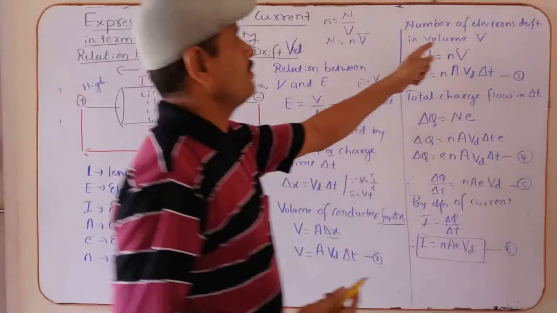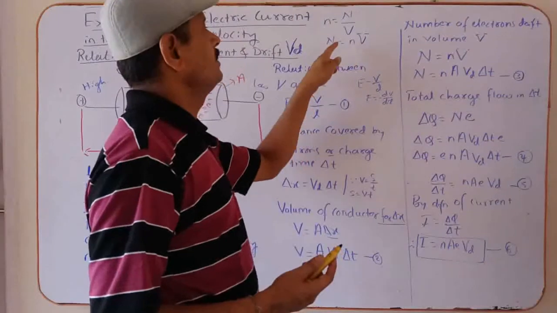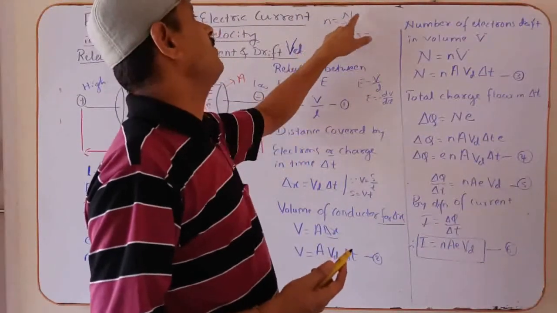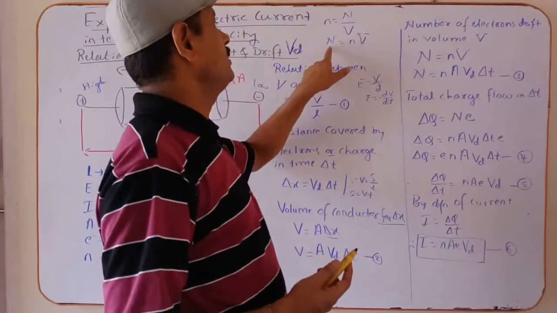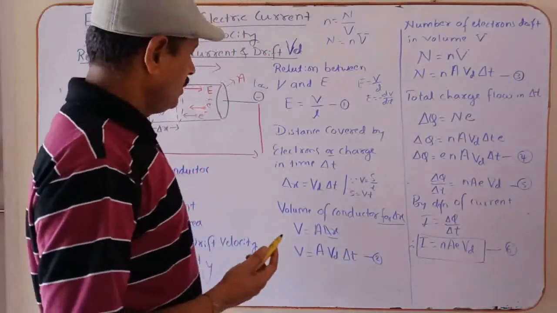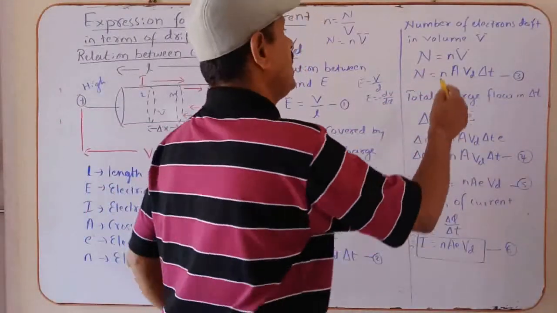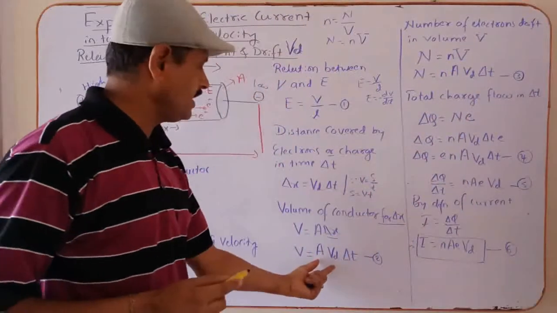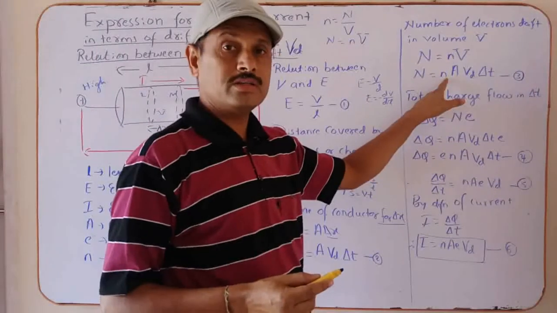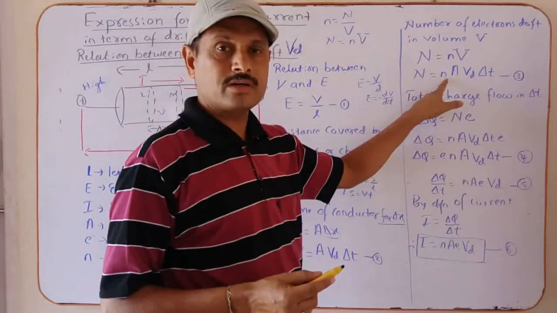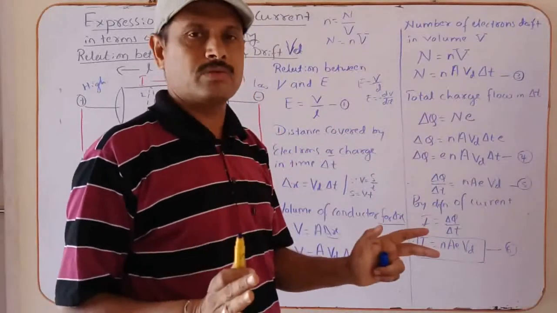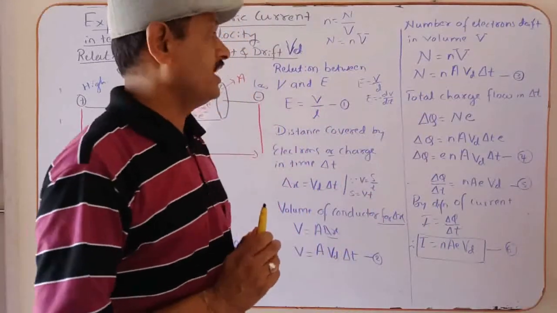Now the number of electrons drifting in a volume V is N equal to n into V. Why? Because electron density is the number of electrons per unit volume. Therefore N is equal to n into V. This volume is A into Vd into delta t. Small n is electron density, number of electrons per unit volume, but capital N is the number of electrons only.